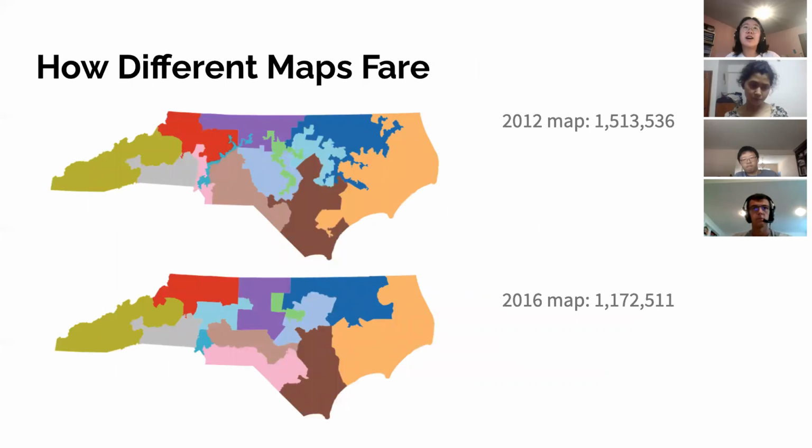So to look at how different maps fare according to our gerrymandering score, these two maps are official districtings used in 2012 and 2016. We can see that the 2012 map fares worse according to our metric. They have more people gerrymandered, which makes sense given that this was a map that was struck down by the courts for the unfair gerrymandering that was occurring.